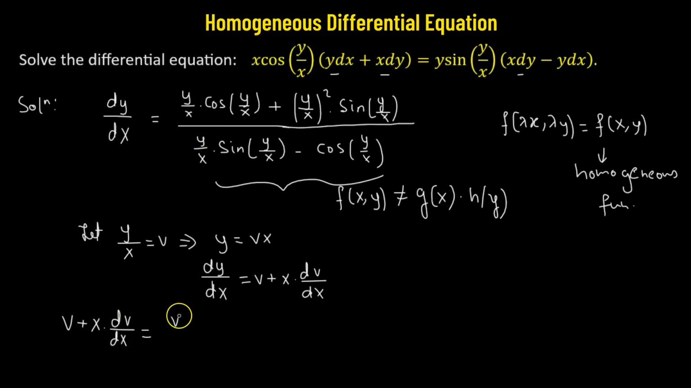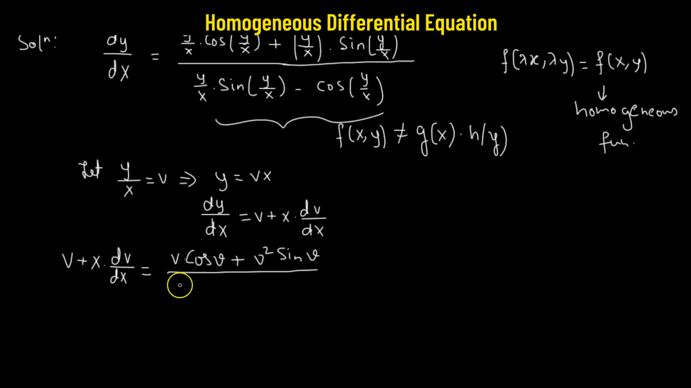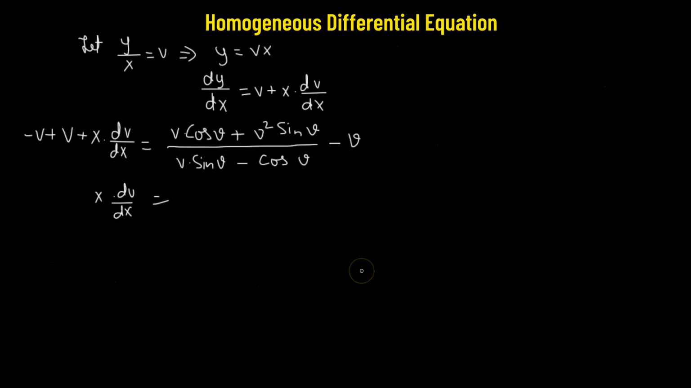Now we will rewrite our differential equation as v plus x times dv over dx equals, so we have y over x, that will be v times cosine v plus v squared sine v, divided by y over x sine y over x, that will be v times sine v minus cosine v. Next we will subtract v from both sides, and this should give us x times dv over dx. We'll combine these two terms on the right hand side, and that will give us 2 times v sine v divided by v sine v minus cosine v.